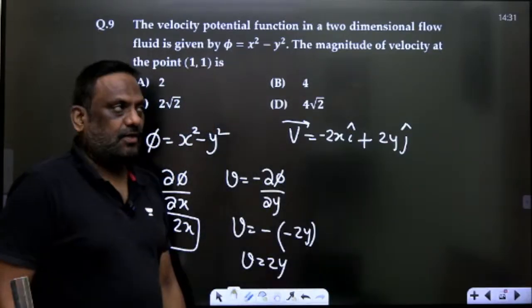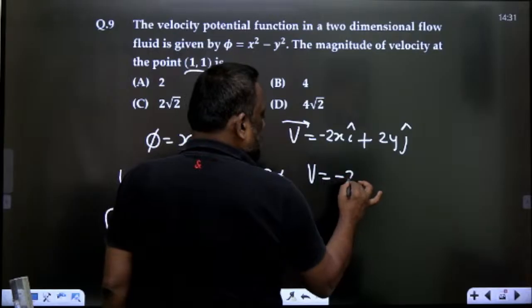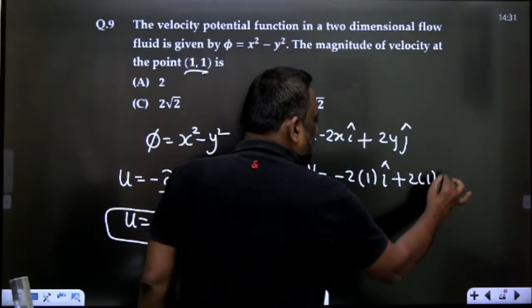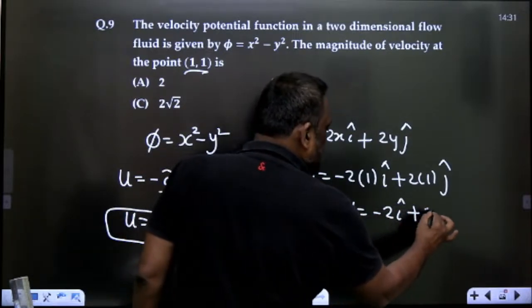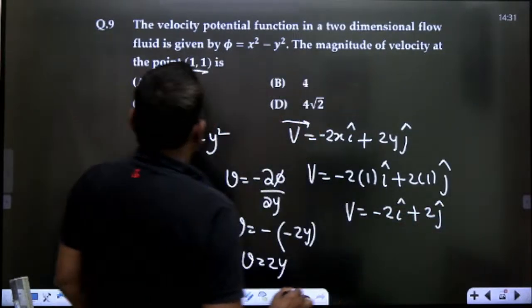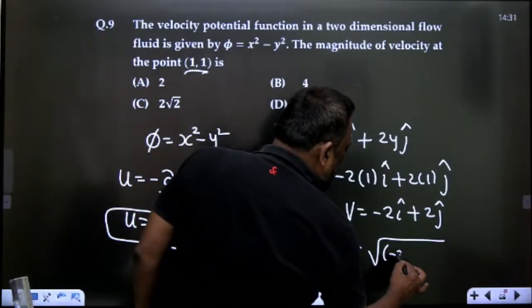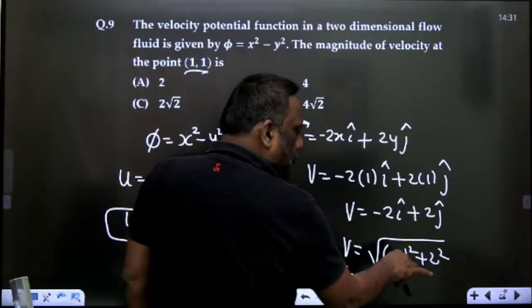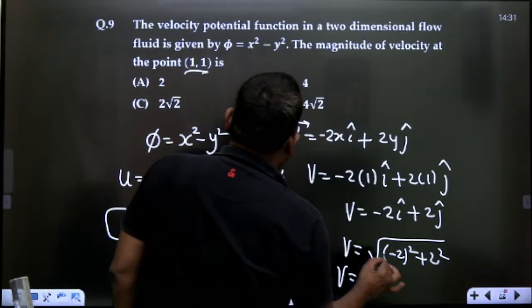This is the velocity. But he is asking at (1, 1). So x is 1 and y is 1. Therefore the velocity is minus 2 i cap plus 2 j cap. He is asking the magnitude of velocity, so it will be under root of minus 2 square plus 2 square. So V is equal to 4 plus 4 is 8, so 4 into 2. Therefore, 2 root 2 is the right answer.